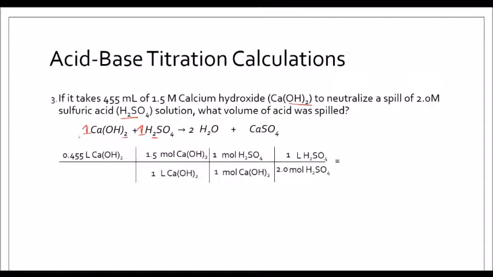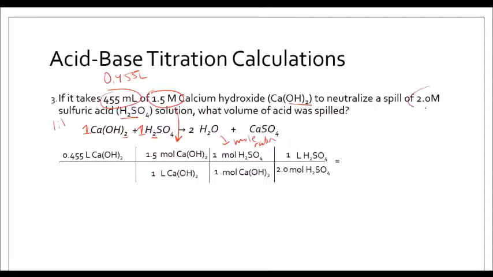So setting this up, like I said, already taking this and turning it into liters is fine. Divide it by 1,000. Go ahead and do that. We're going to use this as the conversion factor here. 1.5 moles of calcium hydroxide equals 1 liter of calcium hydroxide. Then it's 1-to-1 here, our mole ratio, 1-to-1. So that's what we're putting in here in our mole ratio.